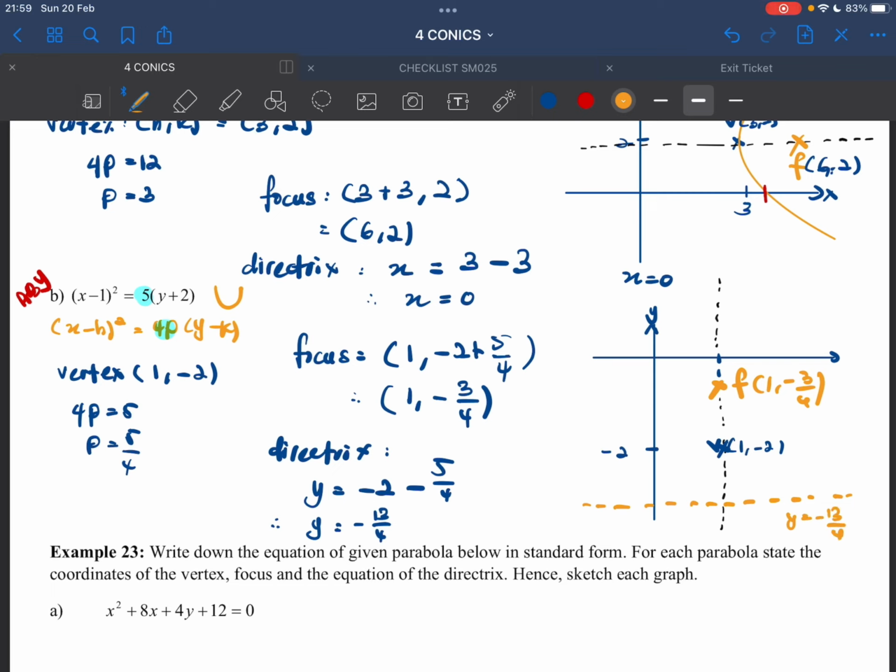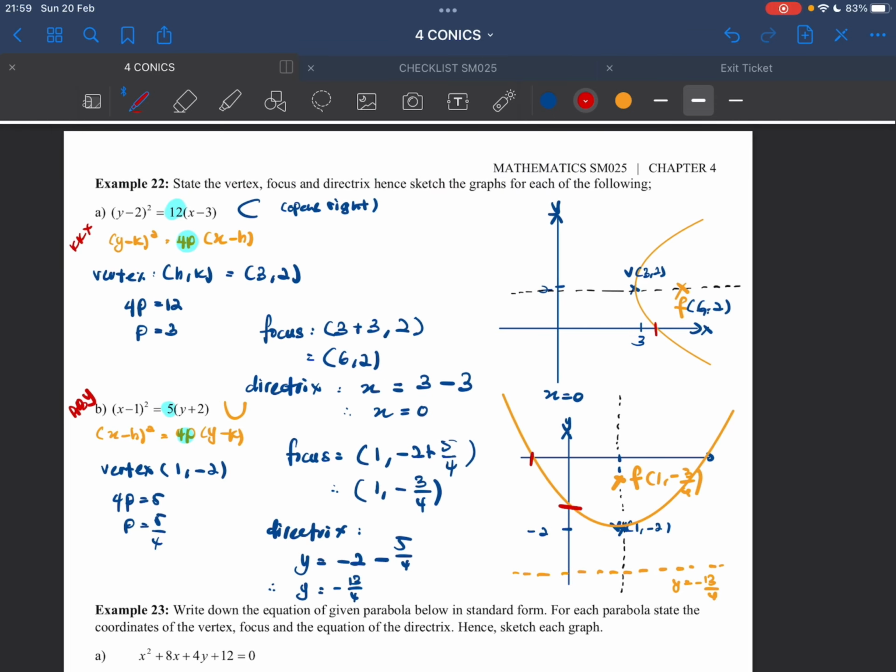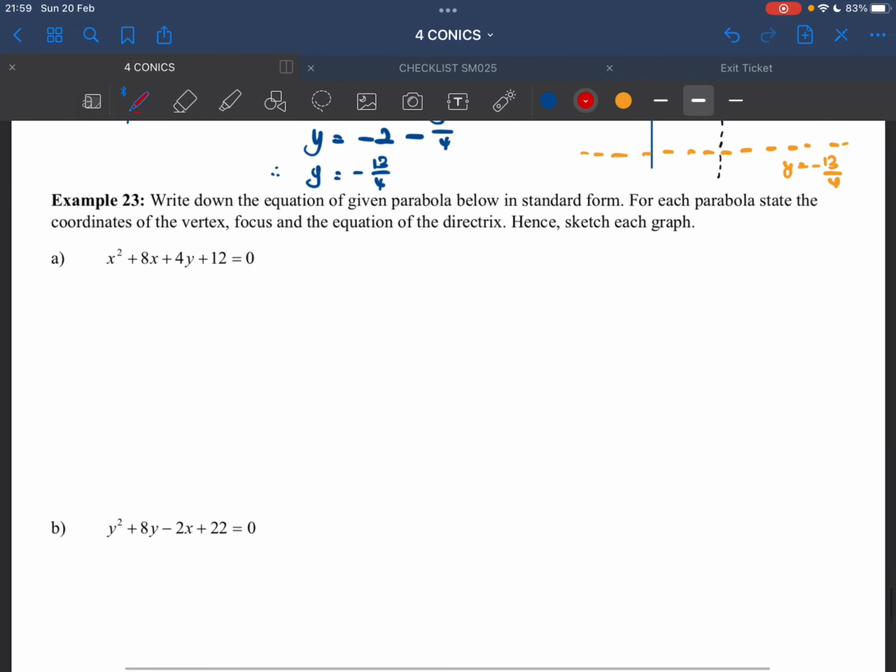And now the only thing that you have to do is just draw the parabola. It passes through V, and that's going to be your parabola. Please do find the x-intercept and the y-intercept here. Okay, so that's it. How to find vertex, focus, and directrix, and sketch the parabola. Now let's move on to the next example here.